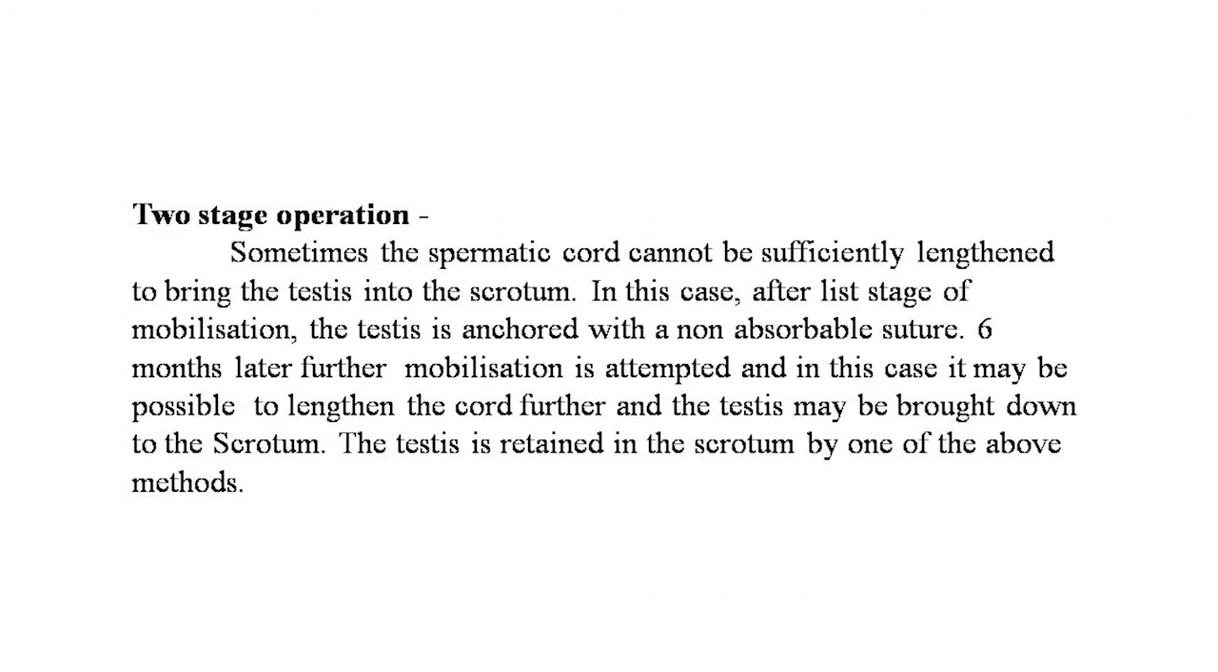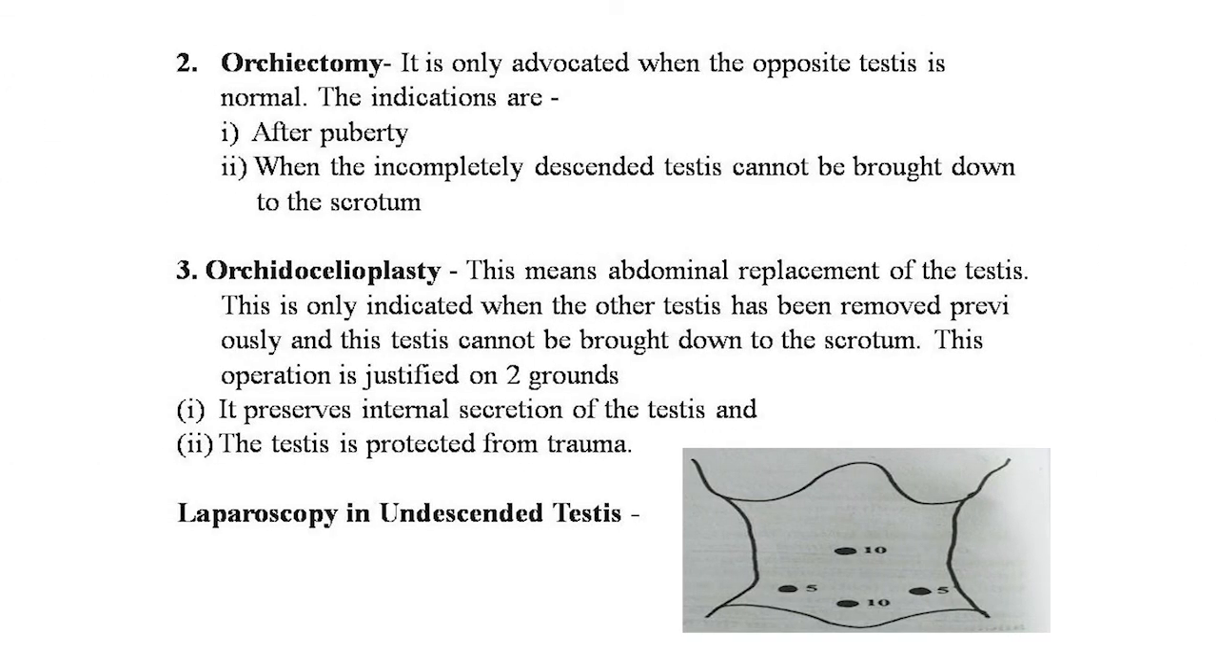Now the two-stage operation. Sometimes the spermatic cord cannot be sufficiently lengthened to bring the testis into the scrotum. In this case, after this stage of mobilization, the testis is anchored with a non-absorbable suture. 6 months later, further mobilization is attempted, and it may be possible to lengthen the cord further and the testis may be brought down to the scrotum. The testis is retained in the scrotum by one of the above methods. Now, these are the types of orchidopexy.